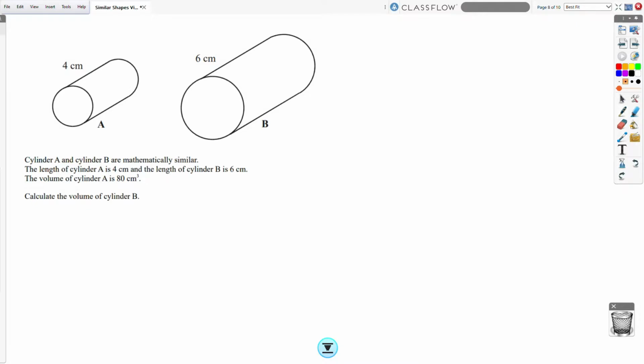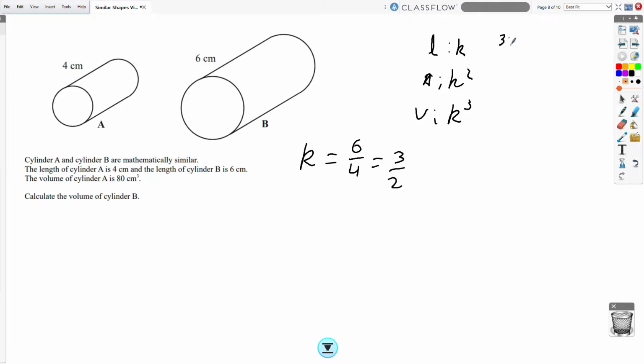Next, we've got a volume question here, so once again we'll label our length as k, area is k squared, and volume is k cubed. It says here, the length of A is 4 and the length of B is 6. So k is 6 divided by 4, which is 3 over 2. So this is 3 over 2, and this is 3 over 2 squared, and this is 3 over 2 cubed.